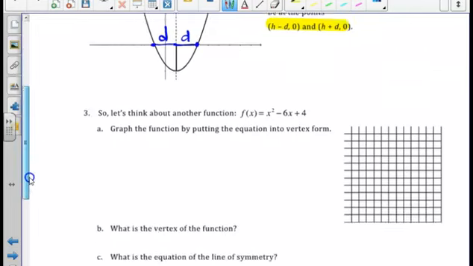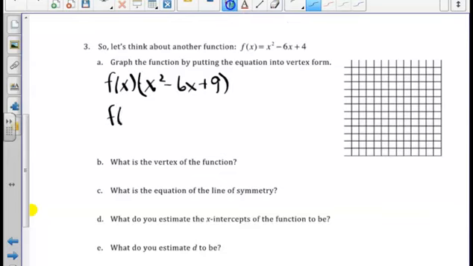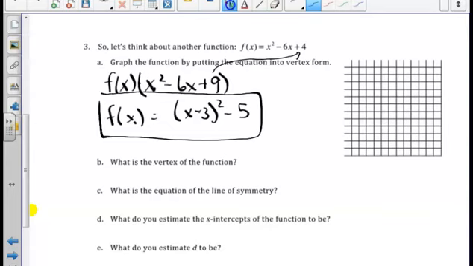So in number 3, let's use this to help us graph and find the x-intercepts for the function x squared minus 6x plus 4. We are first asked to put it in vertex form, so we will take x squared minus 6x and complete the square. Half of -6 squared is 9. We will write that as a quantity squared, and to go from 9 to 4, we will have to subtract 5. So this would be our vertex form.